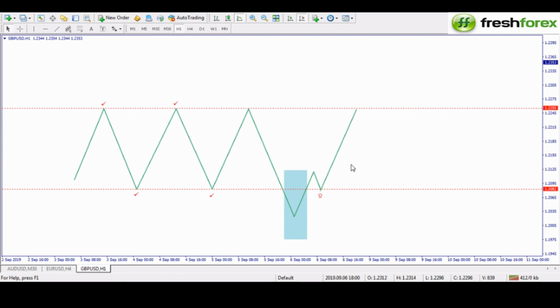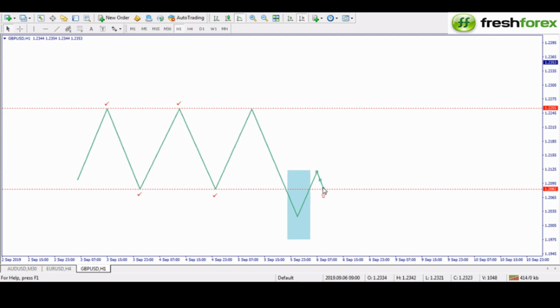So another thing, this happens in various versions. Sometimes this could happen. Price may break below, then break above, then again break below. This means that this is now the false breakout.